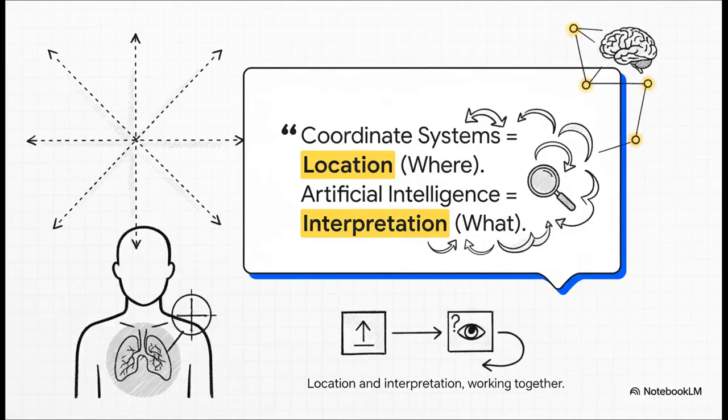And this right here is really the key takeaway of this whole explainer. It boils down to this. The coordinate systems, the GPS, they answer the question of where. Where is this thing located in the body? And then artificial intelligence comes in and provides the interpretation. It analyzes the data at that specific where to answer the question of what. What is this thing? It's location and interpretation, and they have to work together.